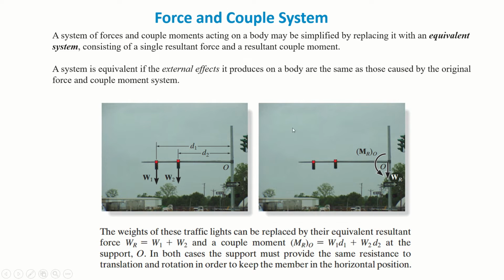You can see in the second figure that we have summed up these two forces and represented them as WR, and we have calculated the resultant moment due to these two forces and represented it as MRO. It means the resultant moment at point O. We will show the resultant force and resultant moment at the support.